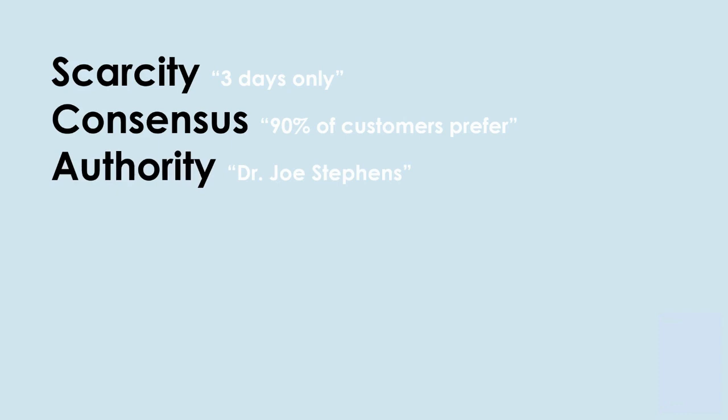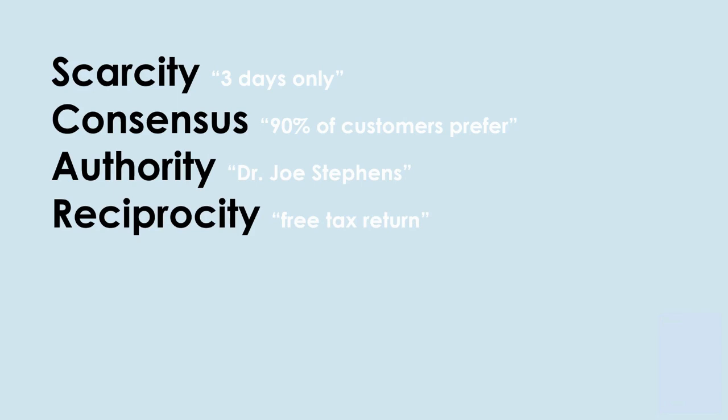Number 3, authority. People are persuaded if someone in a position of authority tells them to do something. Using phrases such as "Dr. Joe Stevens" or "the expert in this field" will persuade people. 4, reciprocity. As humans, we have a compulsion to reciprocate when given something. Giving people something for free could motivate them to take action in return.